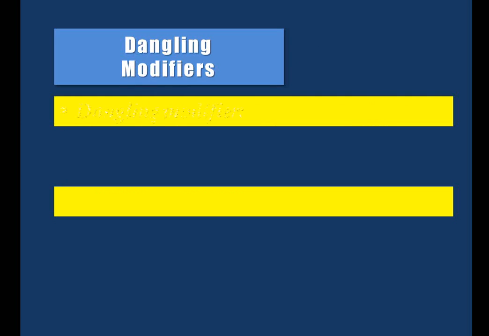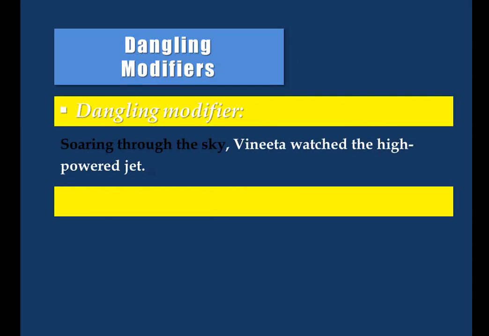A few examples coming up. Soaring through the sky, Vinita watched the high-powered jet. Soaring through the sky. Was Vinita soaring through the sky? No, that refers to the high-powered jet. But here, due to the wrong position, it seems as if Vinita was soaring through the sky, which is not possible. So how would we correct it? In order to correct the sentence, again we need to ensure that soaring through the sky is positioned close to the correct noun, which is high-powered jet.